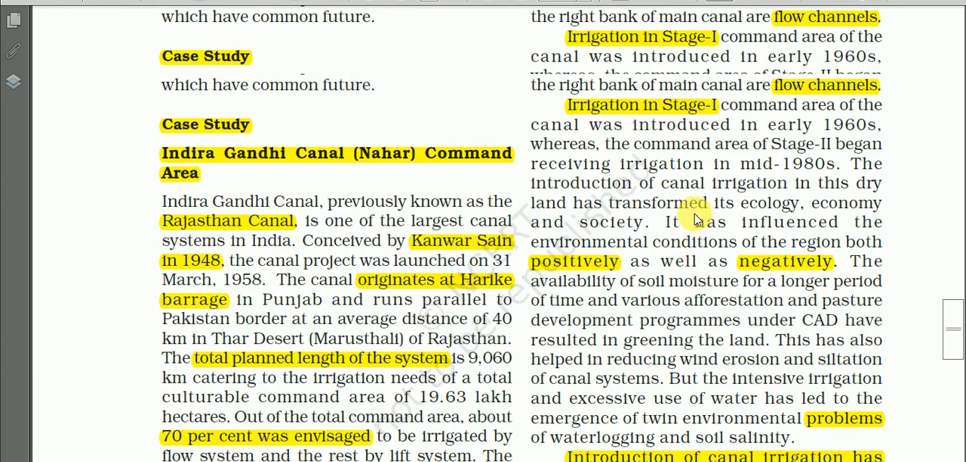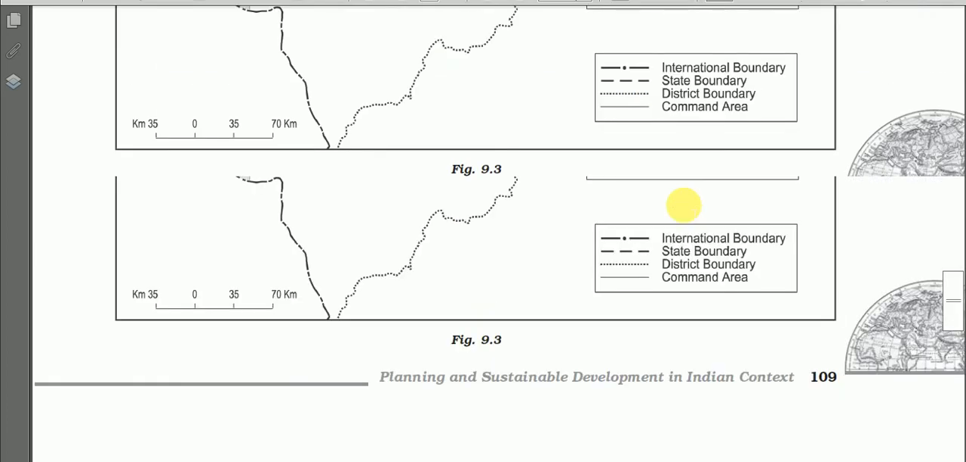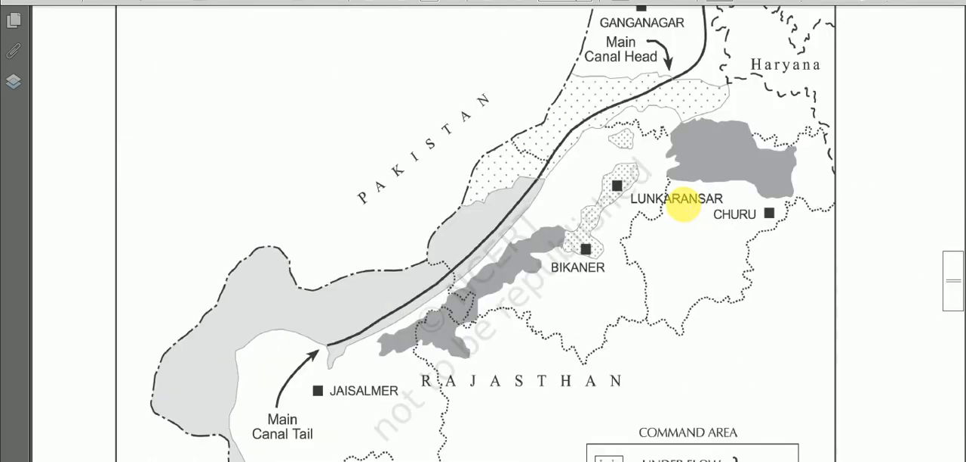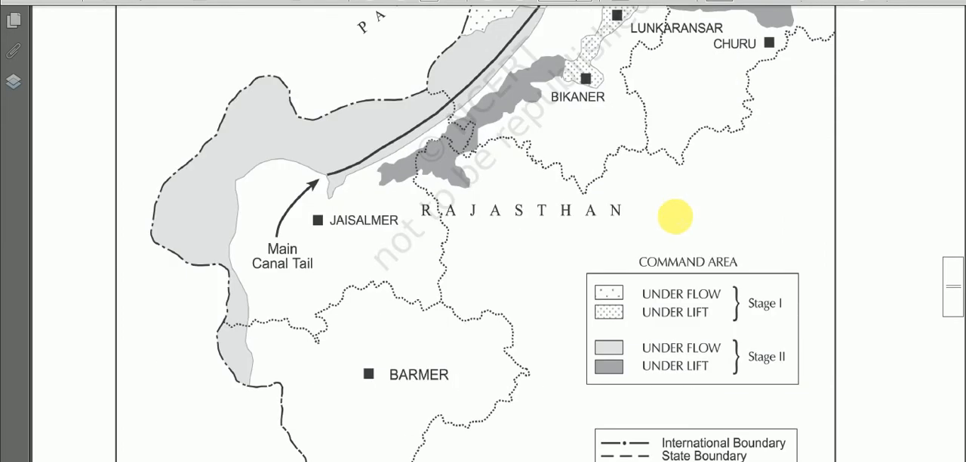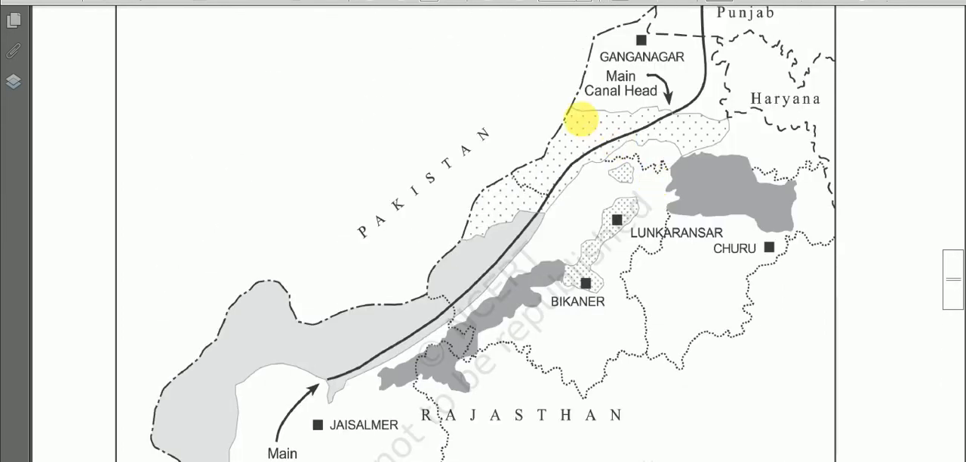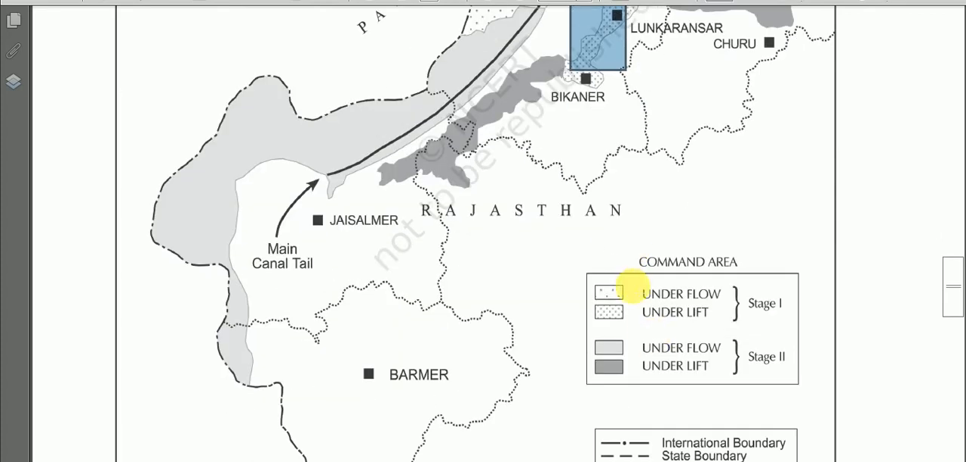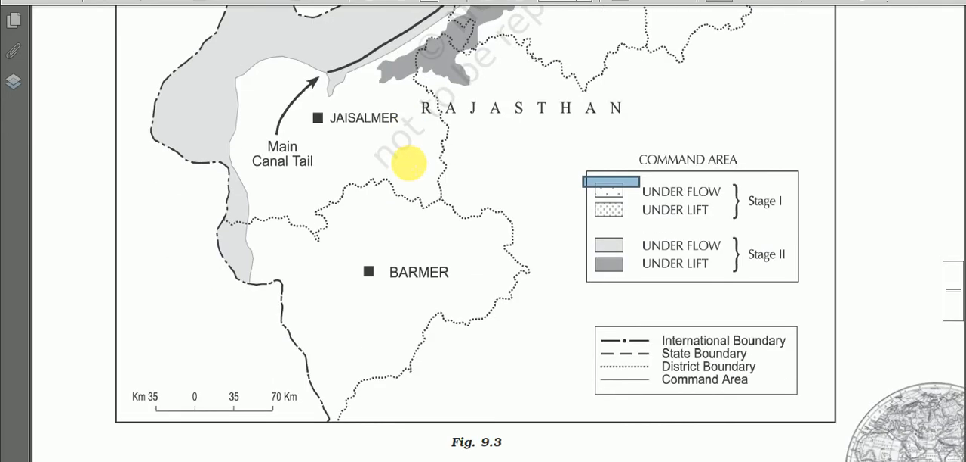So you may see this map also. Here this area is stage one. Just see the index. This is for stage one, and just compare. And the gray one and dark gray one is for stage two.